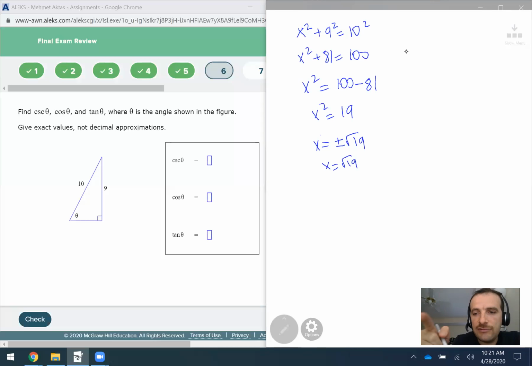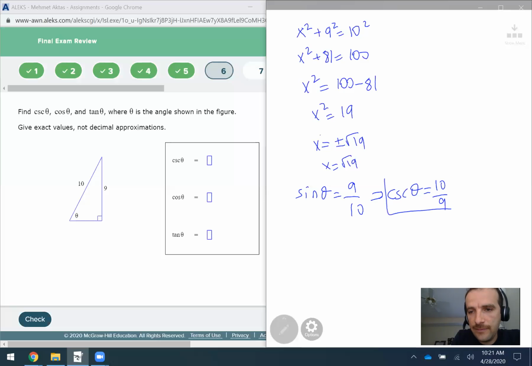So cosecant is 1 over sine. Sine is, remember, opposite over hypotenuse. So I'm going to flip it. Normally sine theta is opposite over hypotenuse, so 9 over 10. That's why cosecant theta is 10 over 9. Just flip it, okay?